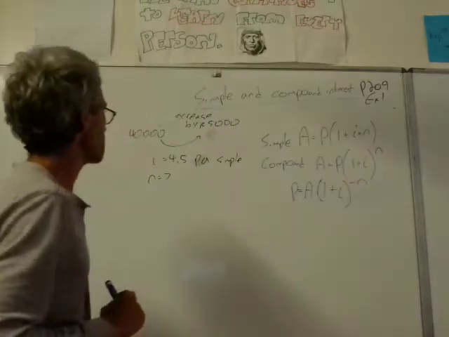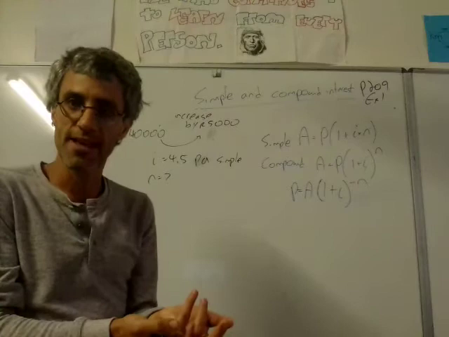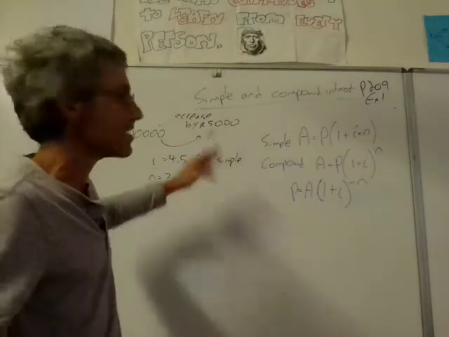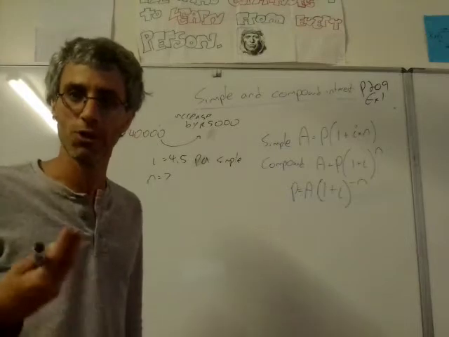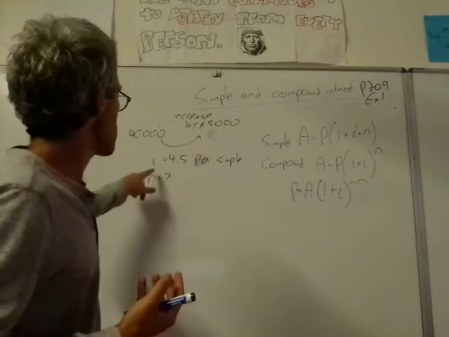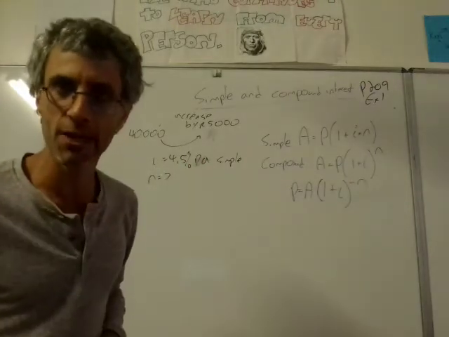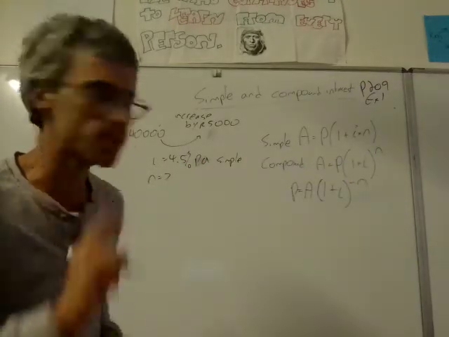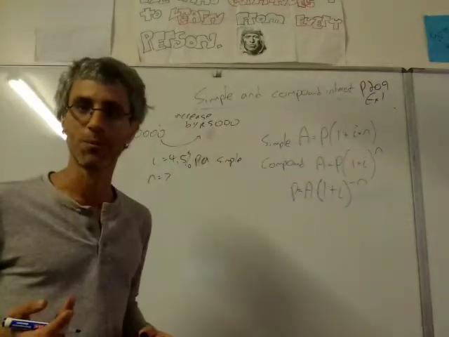We'll start with N. So let's say I put 40,000 Rand in savings, and after 5 years, the amount of savings increased by 5,000 Rand. In other words, the interest earned was 5,000 Rand. The interest is 4.5% per annum, simple, not compound, simple. And I want to know how long did it take me to do that. I don't know how long.